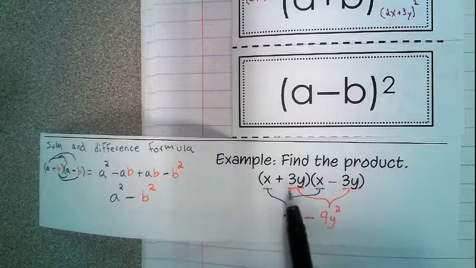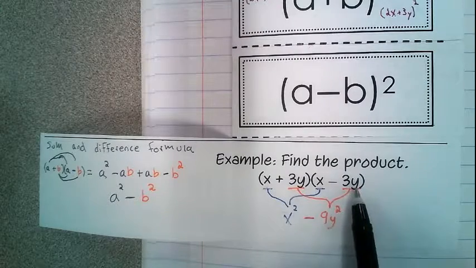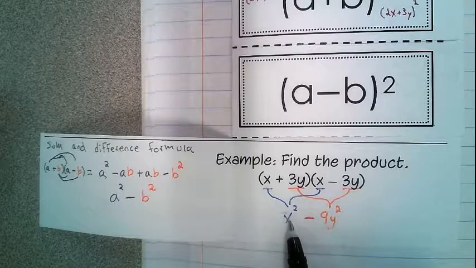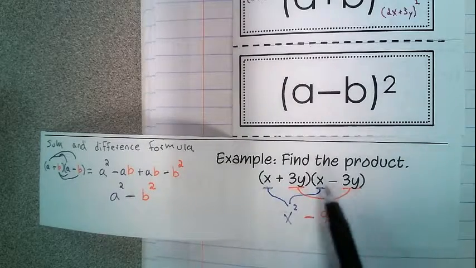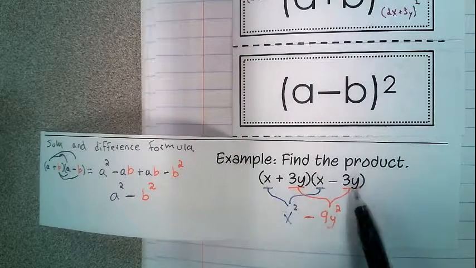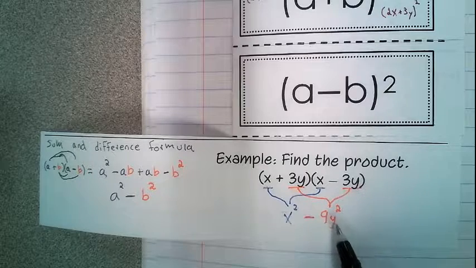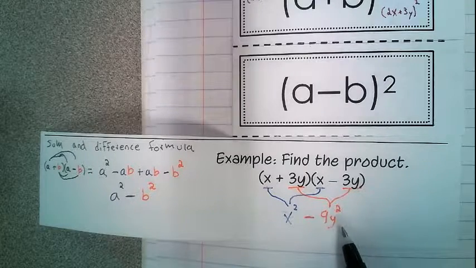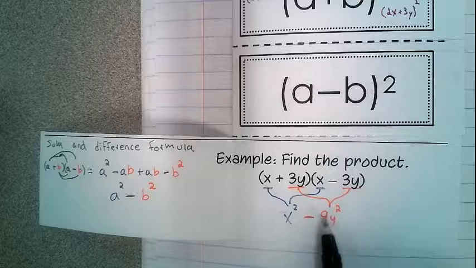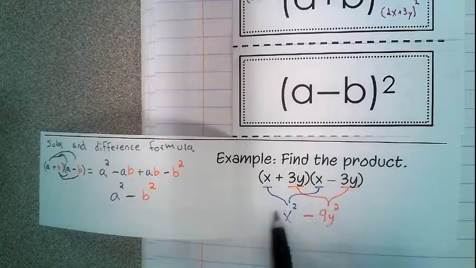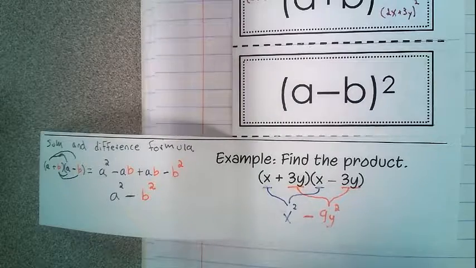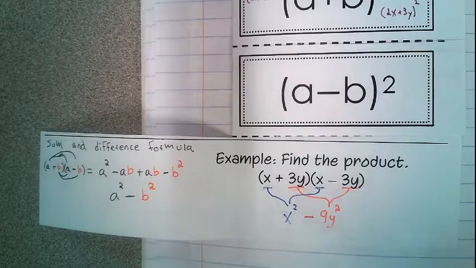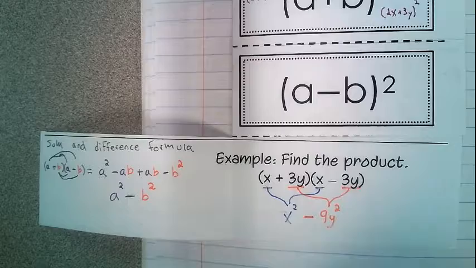If you had x plus 3y times x minus 3y, then the first term here would be x times x, which is x squared. The second one would be 3y times 3y, which is negative 9y squared. So again, if we can recognize patterns and we're factoring, we can go from here to here without having to use an X puzzle. So that's what this new entry is going to be all about.